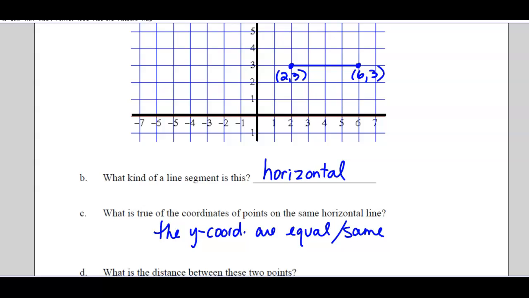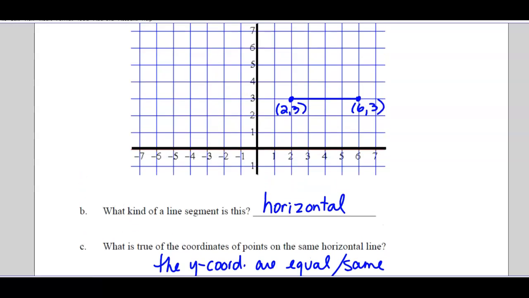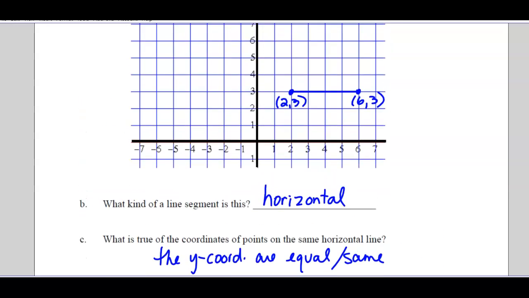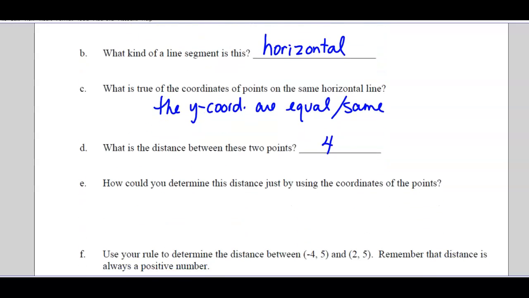Okay, what is the distance between these 2 points? Well, you can just count it up because we graphed it. So 1, 2, 3, 4. You're counting the spaces, not the dots. So 4 units is the distance between them. How can you determine that by using the coordinates? Well, take a look at the x values, 6 and 2. How do you get 4? You subtract them. So 6 minus 2 is 4.